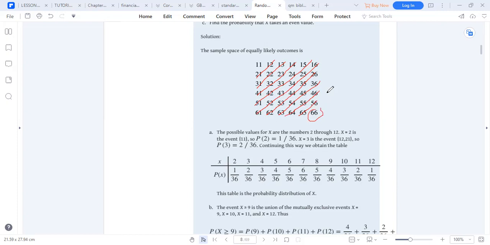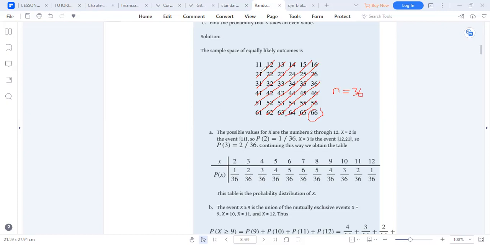No. The sums, if you could see here, the probability, let X be the sum. For 2, which one is giving you 2? 1 plus 1 is 2. So there's only 1 out of these. All of them are 36. So only 1 out of 36 will give you a sum of 2.